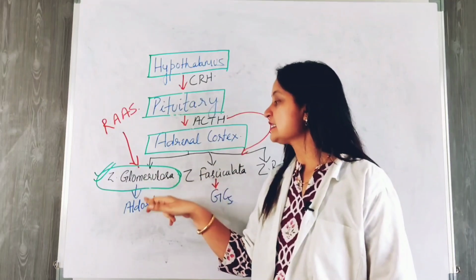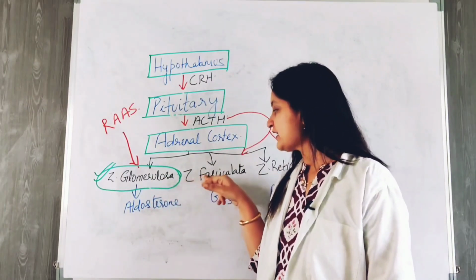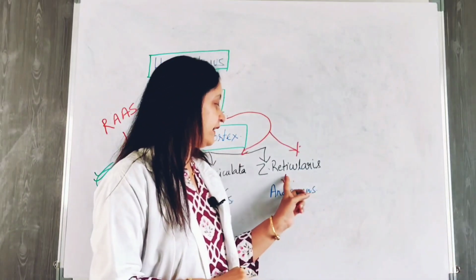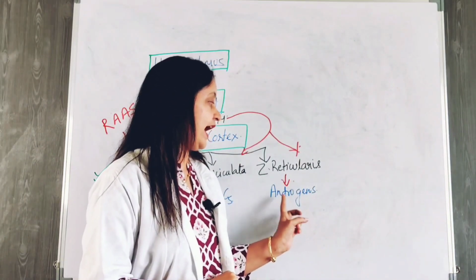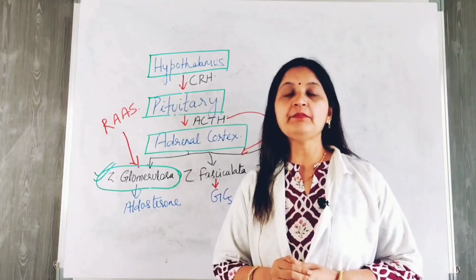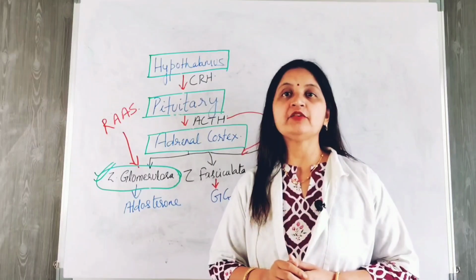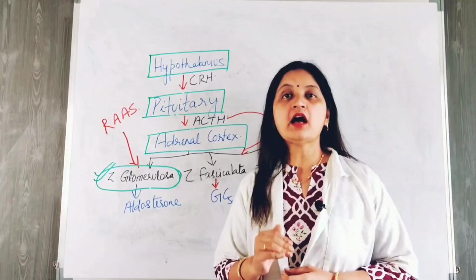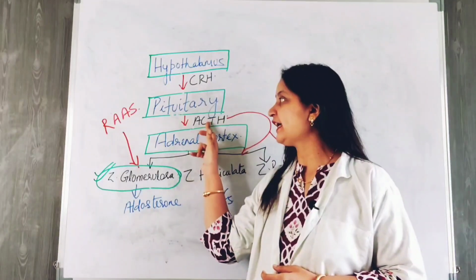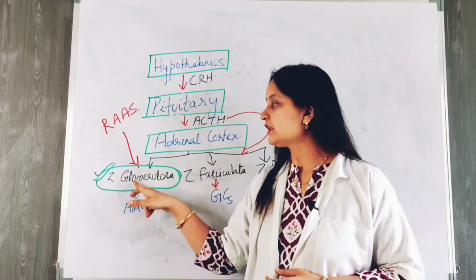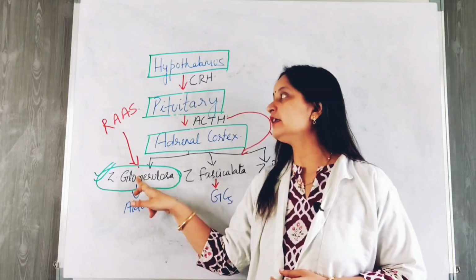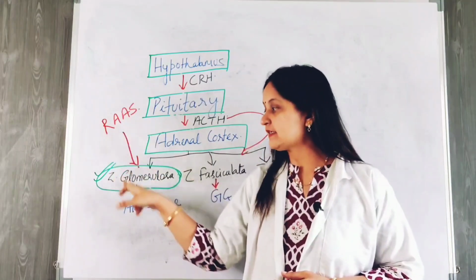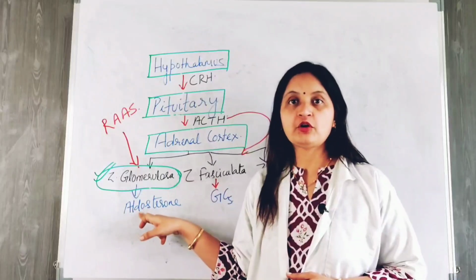Zona glomerulosa secretes aldosterone, fasciculata secretes glucocorticoids, and zona reticularis synthesizes and secretes androgen. It is important to keep in mind that the inner two layers of the adrenal cortex, that is zona fasciculata and reticularis, are under the control of ACTH, whereas the outer layer, that is zona glomerulosa, is under the control of the renin-angiotensin-aldosterone system, which regulates the secretion of aldosterone.